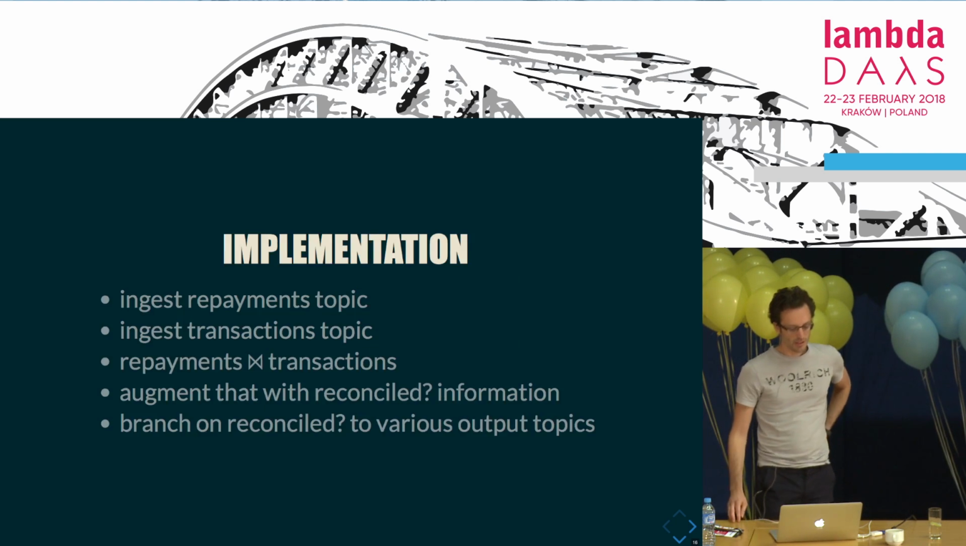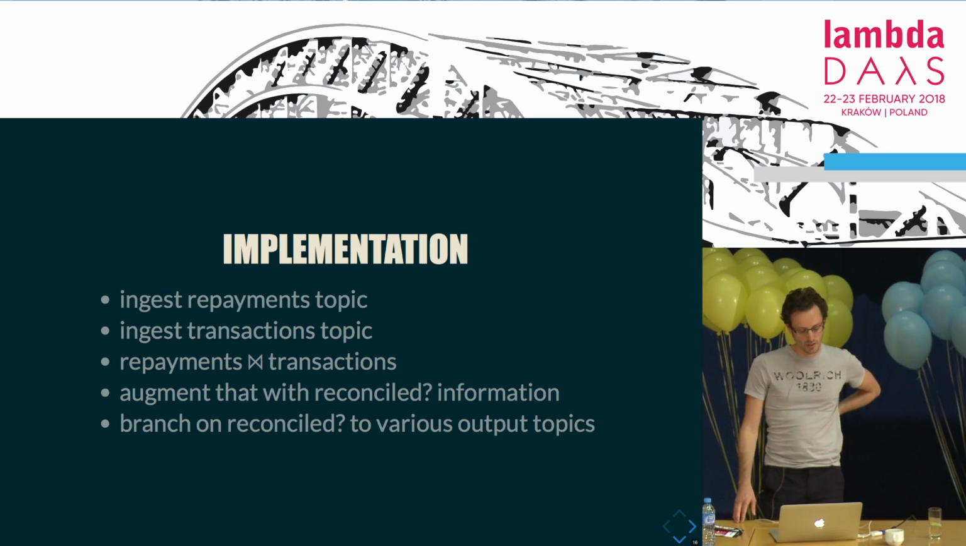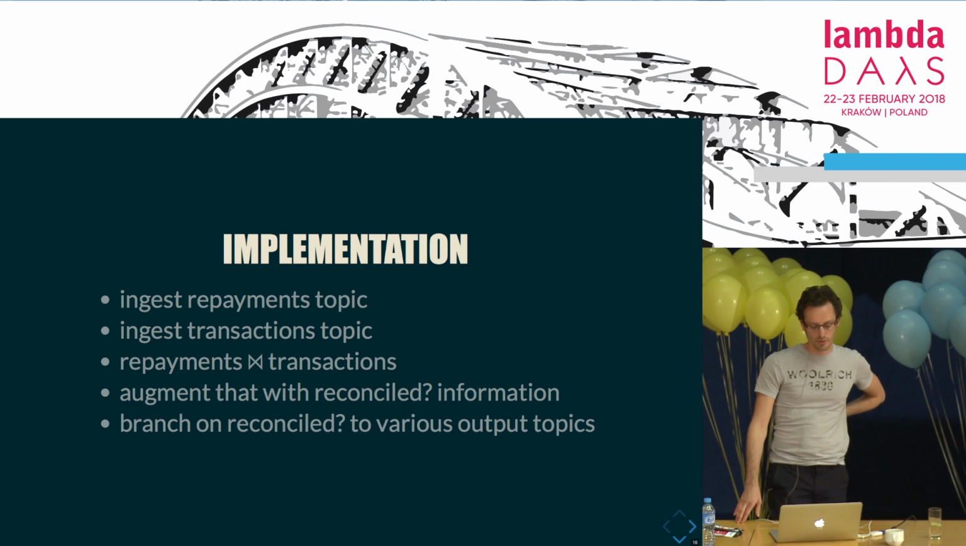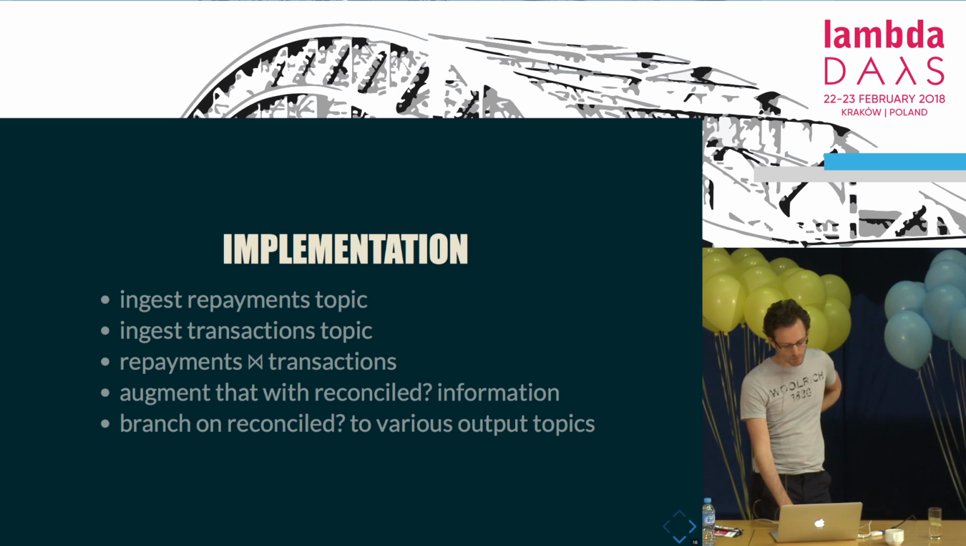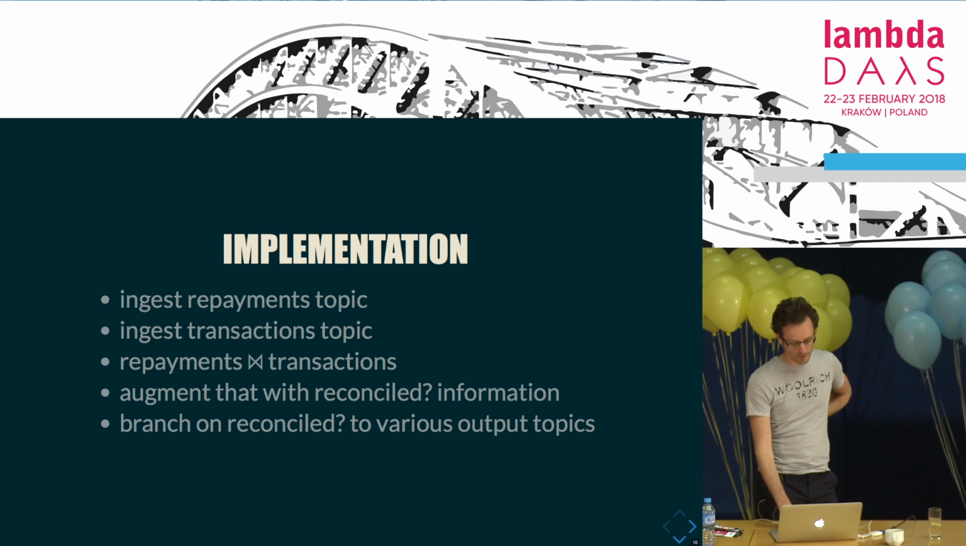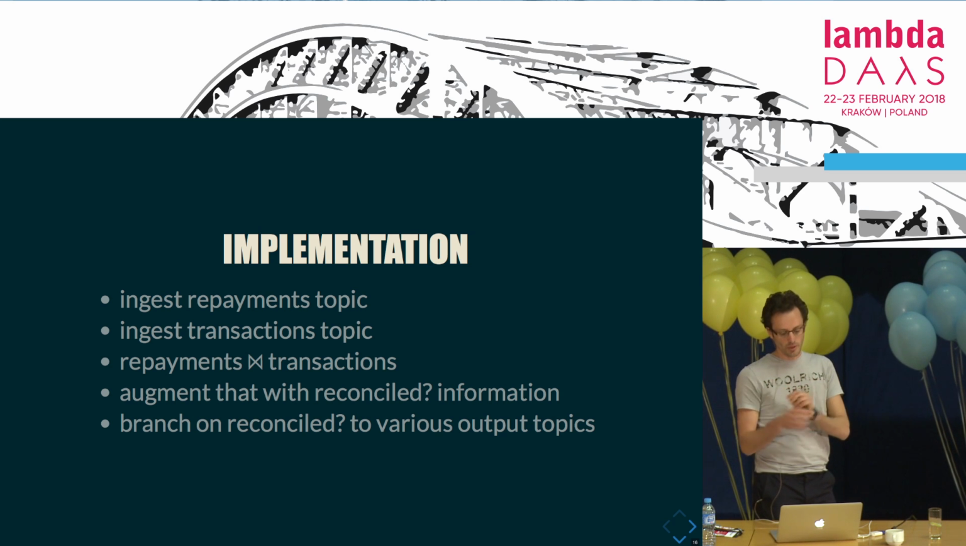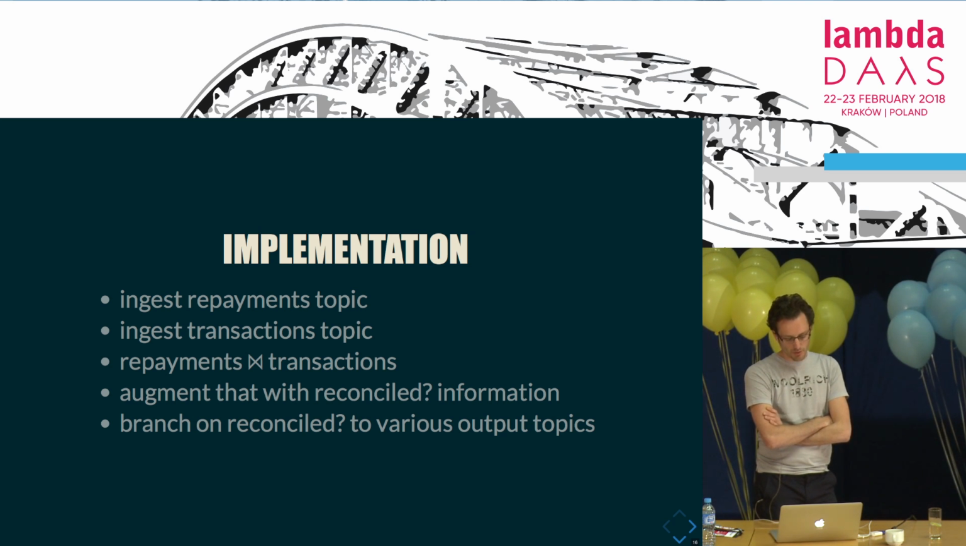If I think about implementing this in Kafka and Kafka Streams, what you could do is that first you ingest the repayment topic, you ingest the transaction topic by subscribing on the topic with a stream, and then you join them together, and then you augment this join records with some information about whether they're reconciled or not.